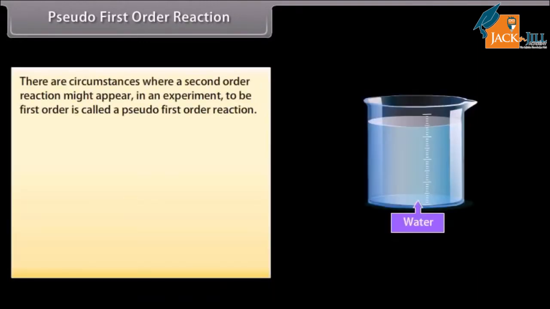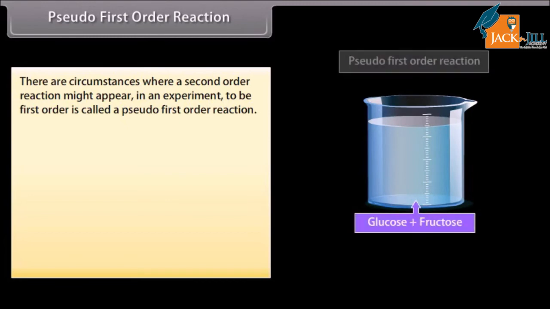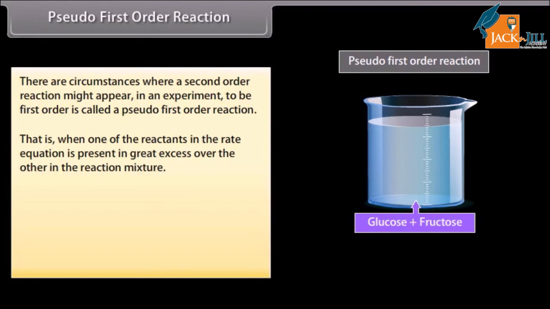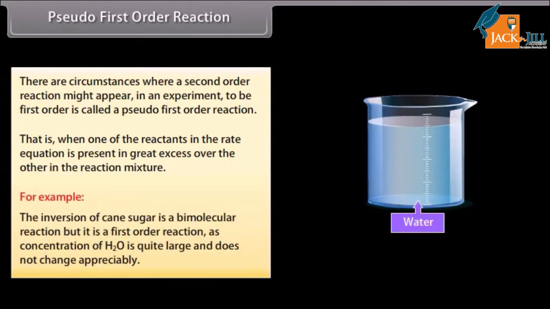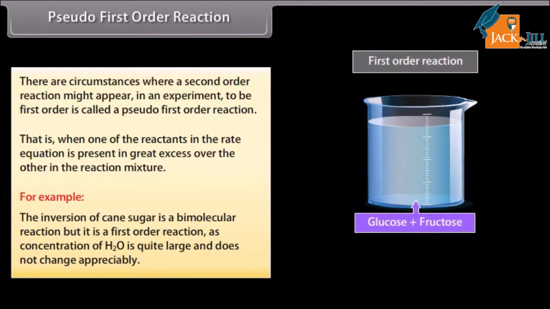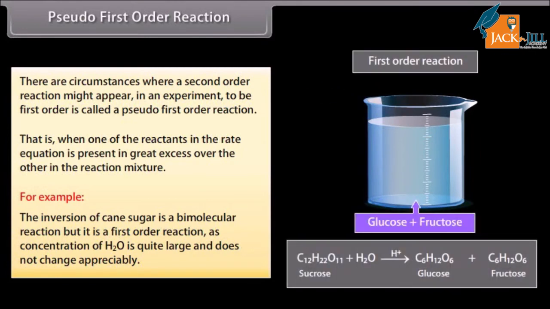Pseudo-first-order reaction. There are circumstances where a second-order reaction might appear in an experiment to be first-order; it is called a pseudo-first-order reaction. That is, when one of the reactants in the rate equation is present in great excess over the other in the reaction mixture. For example, the inversion of cane sugar is a bimolecular reaction, but it is a first-order reaction as concentration of H2O is quite large and does not change appreciably.